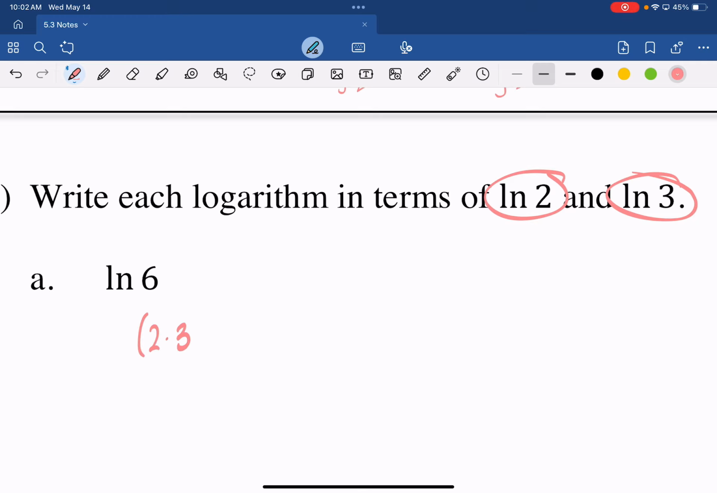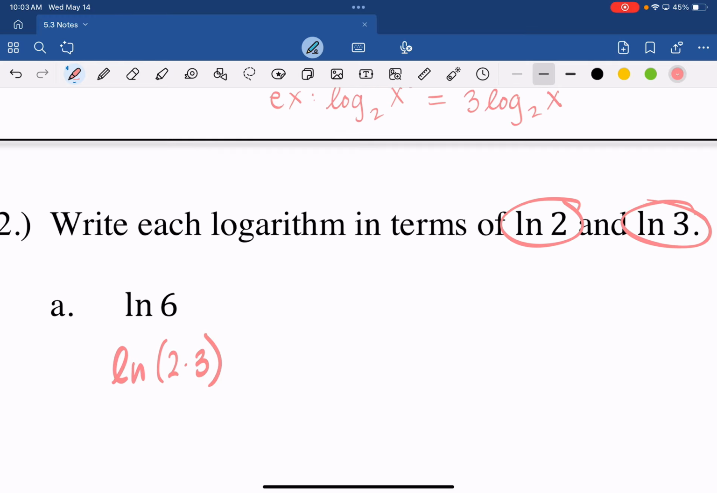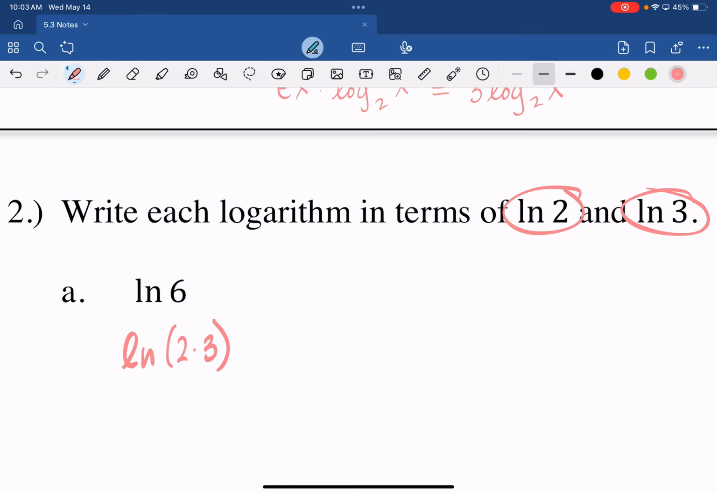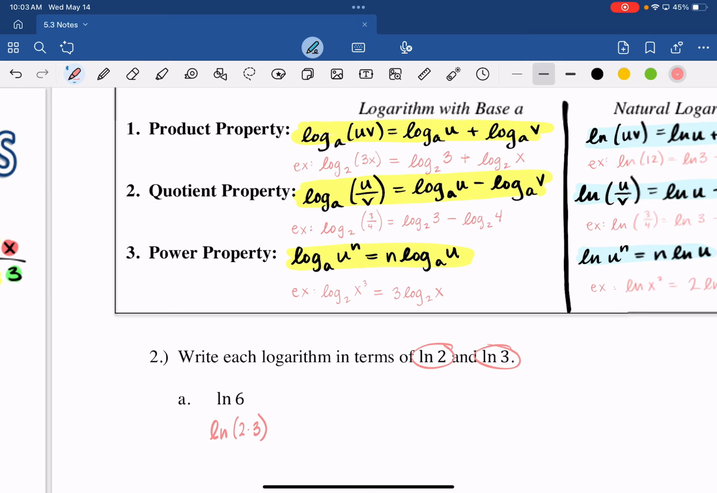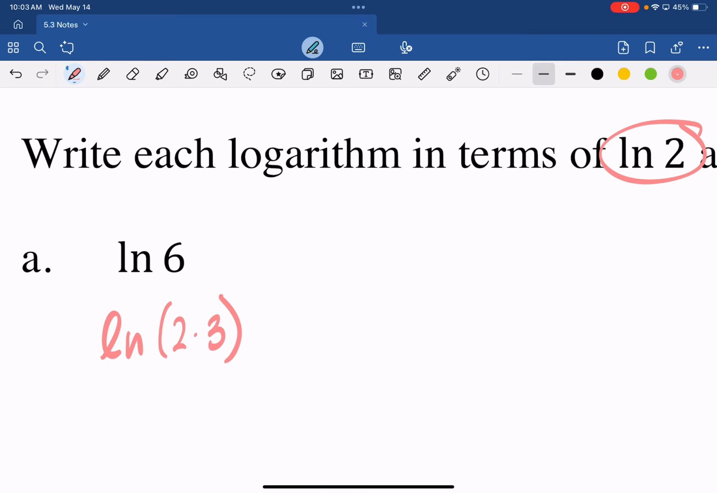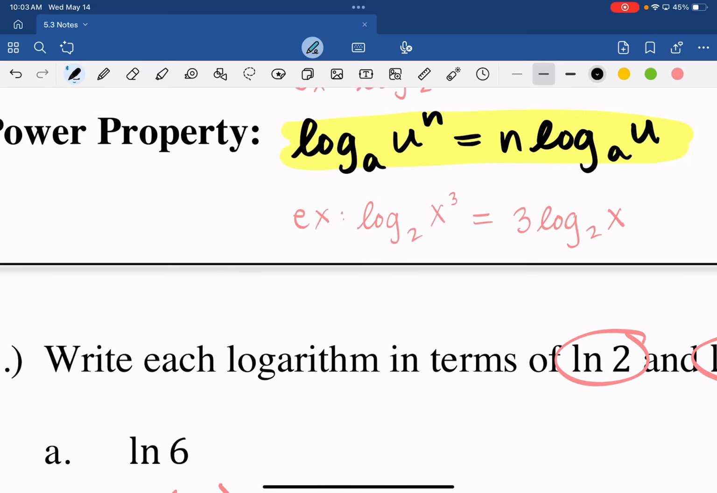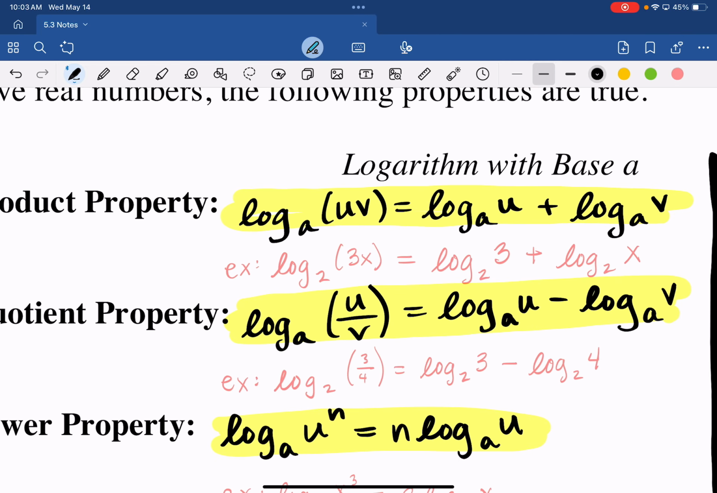Yeah, right? 2 times 3. So if I just copy this down, I can write 6 as 2 times 3. Okay? So ln of 2 times 3. Now, how could I break it down even more? What rule could I use here? Yeah, the first one. The first one up top says, if I'm multiplying two things, I can rewrite it as an addition problem.